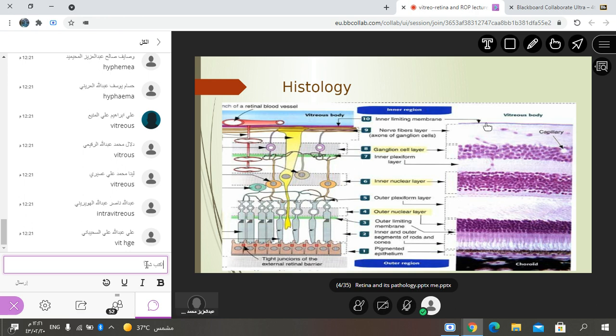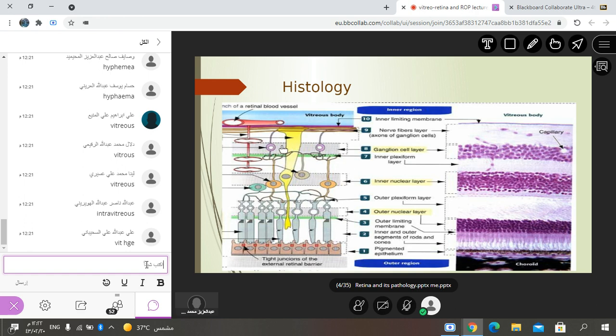And this sub-ILM hemorrhage is very important in what? In a Valsalva maneuver. This can result in a sub-ILM hemorrhage. It takes a long time to resolve. Sometimes we need to do a YAG laser to break it and let the fluid go through the vitreous and resolve by itself within 2 to 6 weeks.